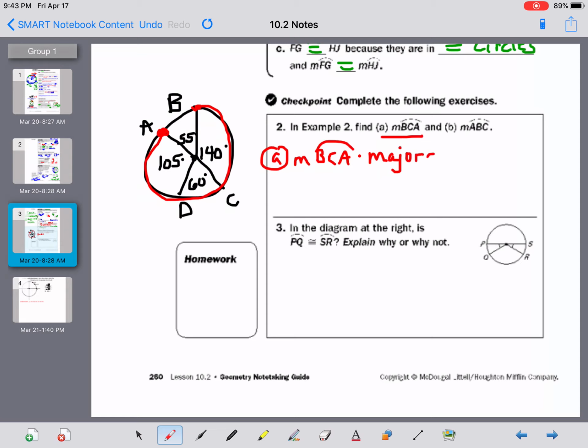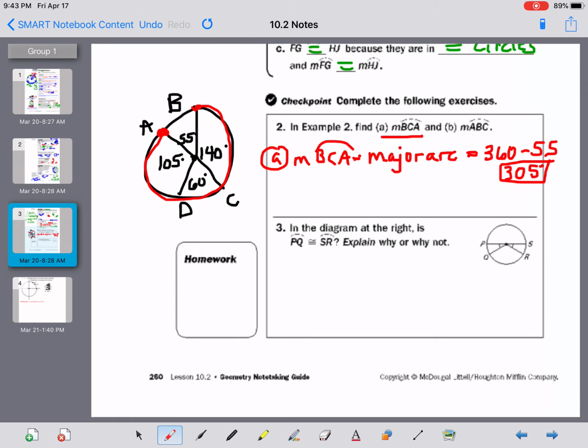I know they didn't ask me for that, but it's nice to just kind of keep my brain there, so I know my number has to be larger than 180. And it looks like I used all the circle except for that 55. So probably the easiest way to find this one is do 360 minus 55, and that leaves me with a 305 on that one.